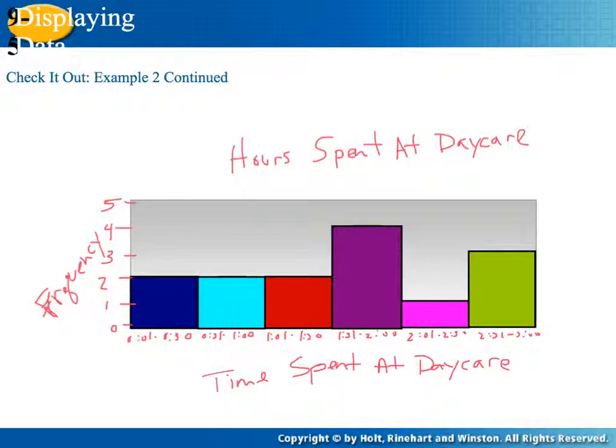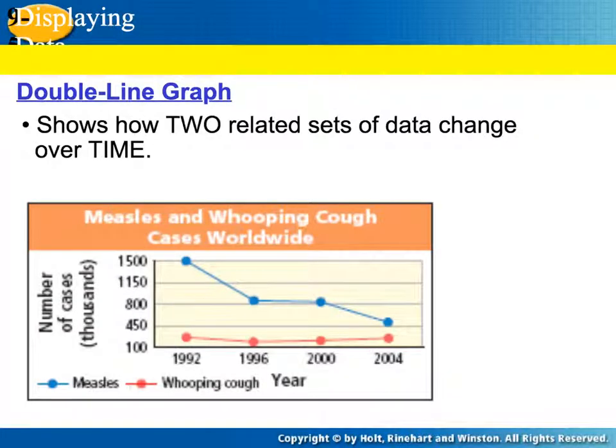Otherwise, let's check out the double line graphs. All right, double line graphs. The big thing with double line graphs is it shows how two related sets of data change over time. Line graphs, something over time. Something happens over time. And with a double line graph, there are two lines. So pause and write this down.